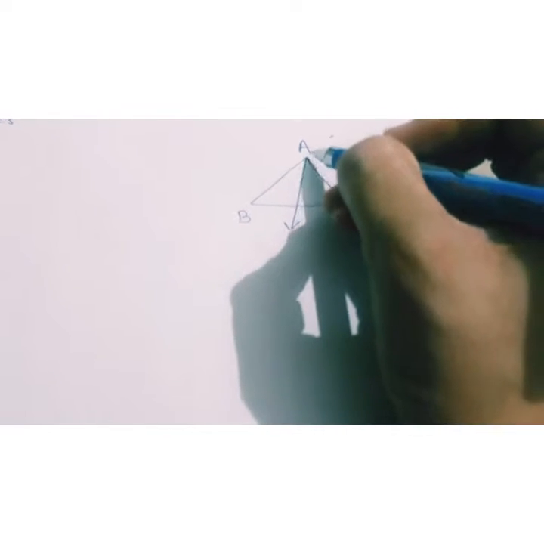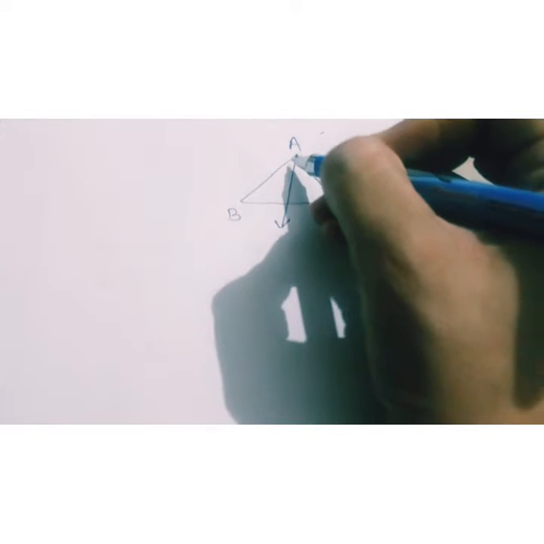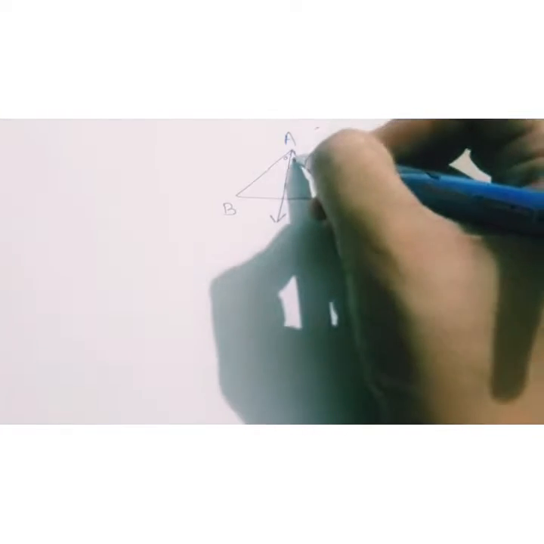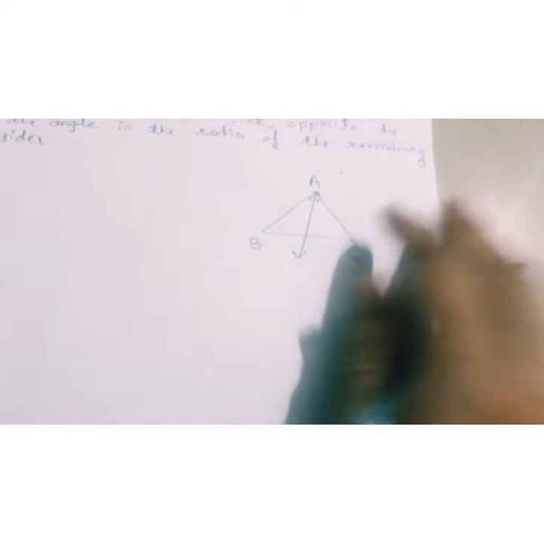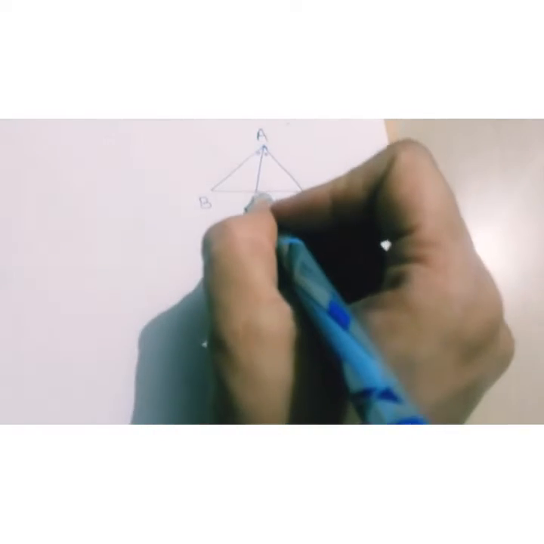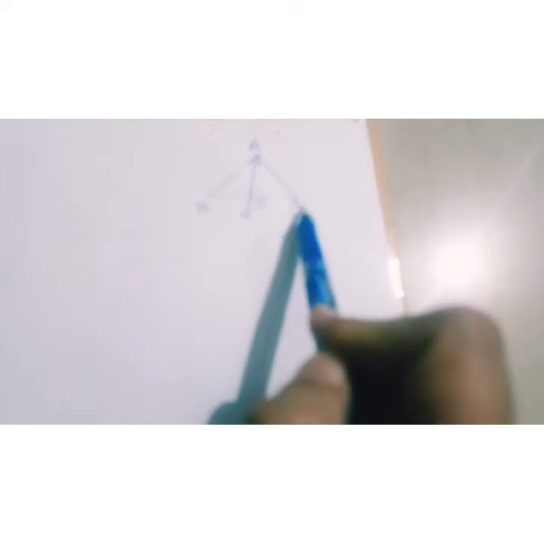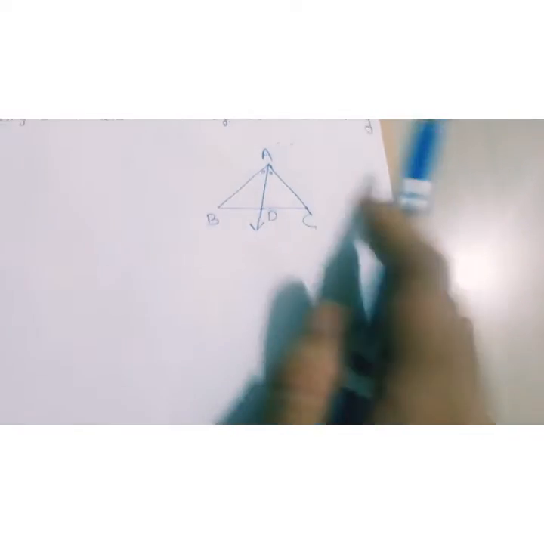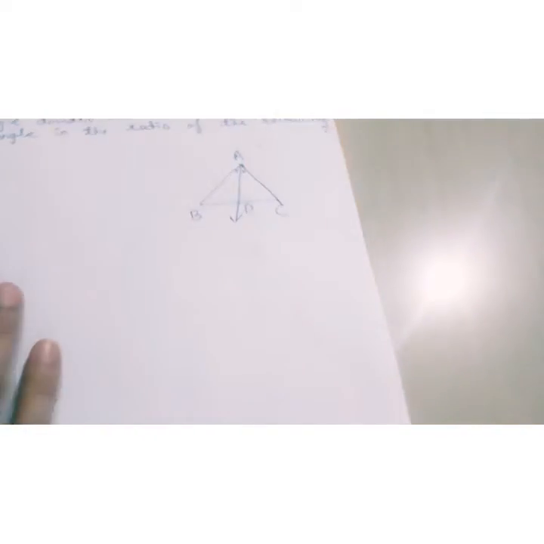Since it is the bisector of A, it divides A into two equal angles, and it intersects side BC at point D, suppose. According to the theorem, it divides the opposite side, and what is the opposite side of angle A? It is BC, in the ratio of the remaining sides.